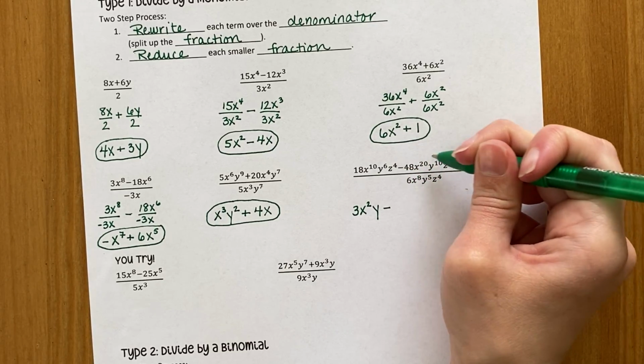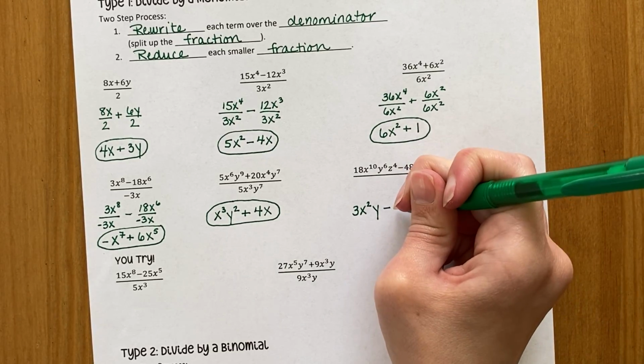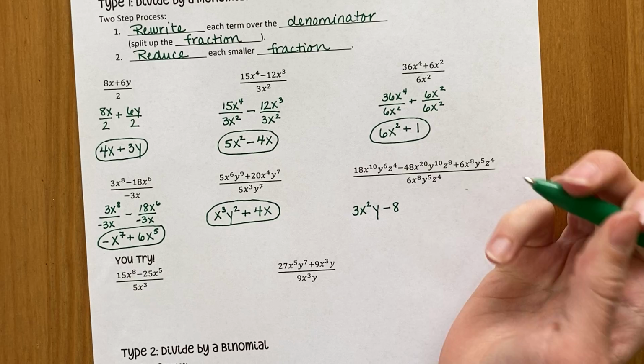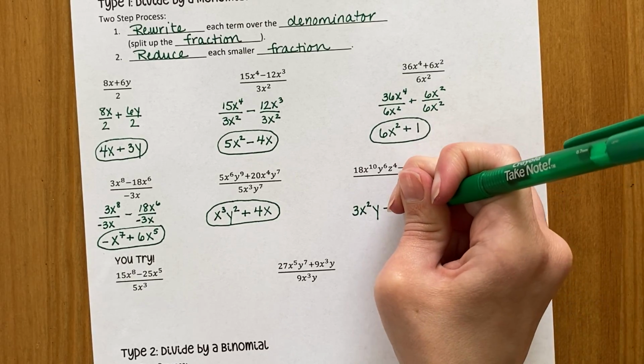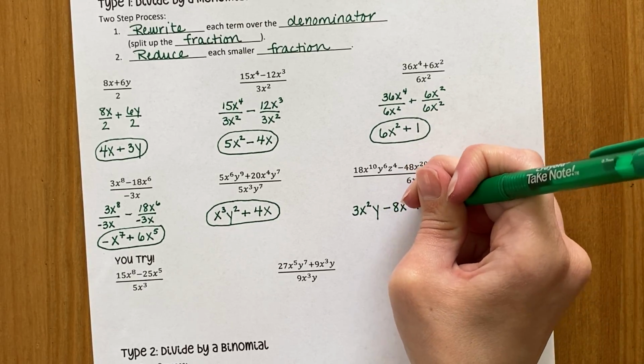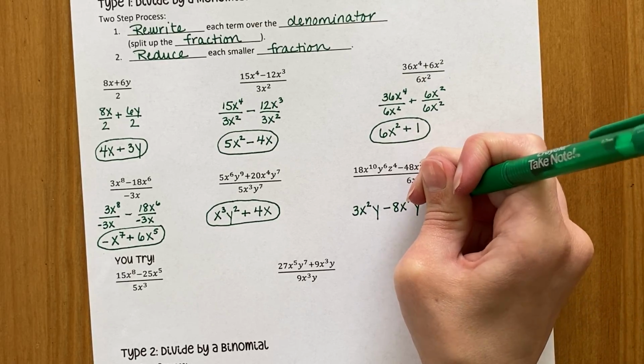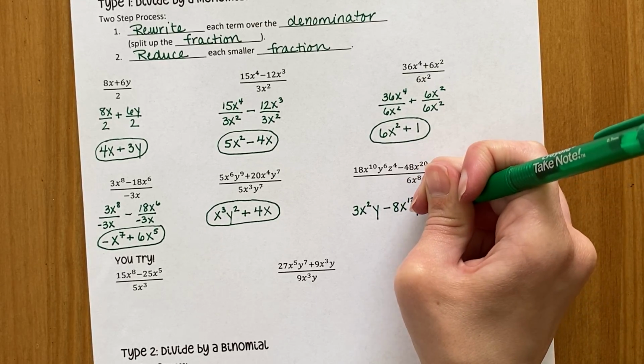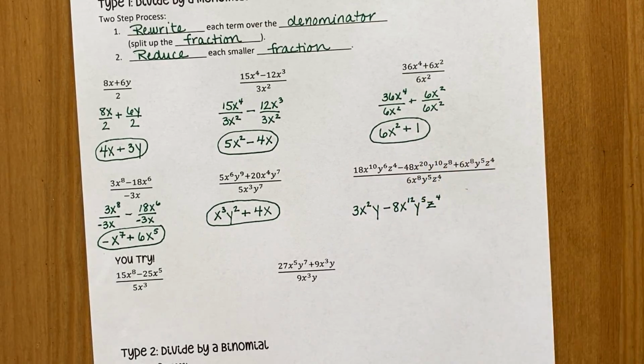So now we're on this middle term. 48 divided by 6 is 8. 20 minus 8 is 12. 10 minus 5 is 5. And 8 minus 4 is 4. So that one kept all the pieces.